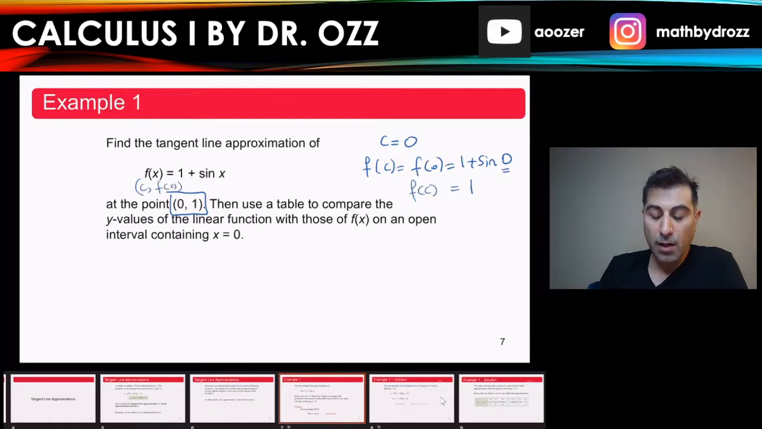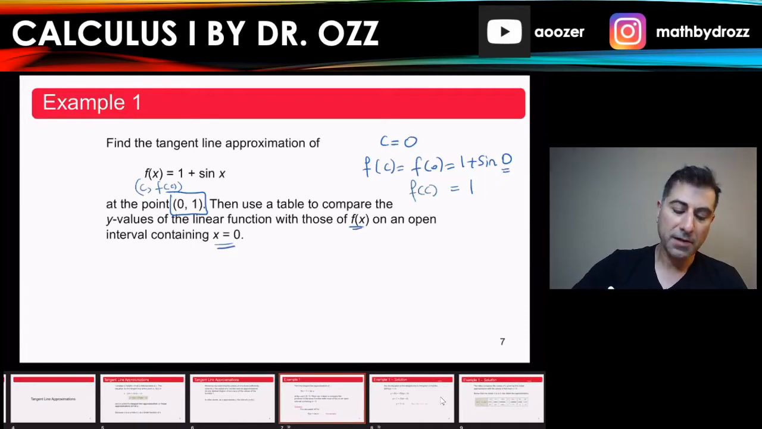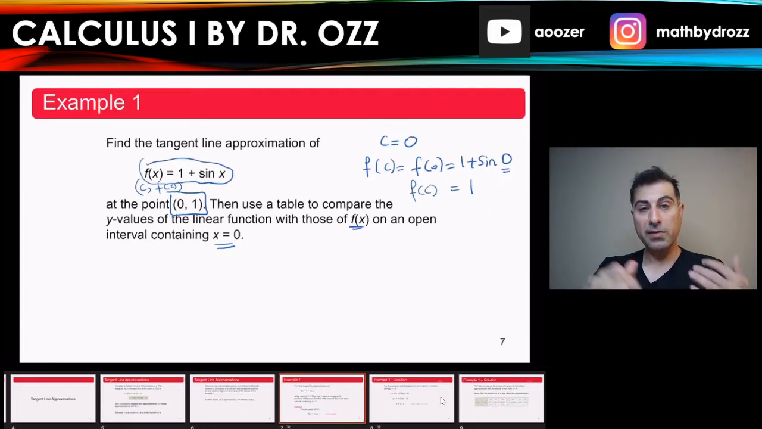So we're going to find a tangent line approximation, and then we're going to use a table to compare the y values of the linear function with those of f of x on an open interval containing x equals 0. We're going to choose an interval to start with, maybe minus 0.5 to plus 0.5, and first we're going to find the values of the function at certain test values. Then we're going to use the tangent line approximation and evaluate the function values at those points as well. So we're going to compare how close we are to the actual values.